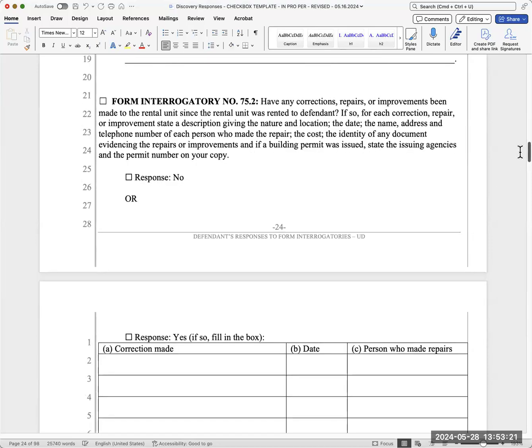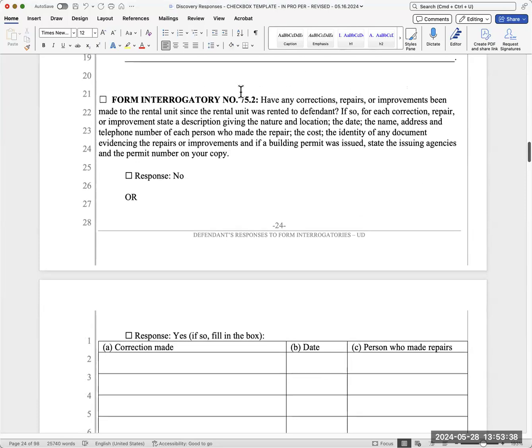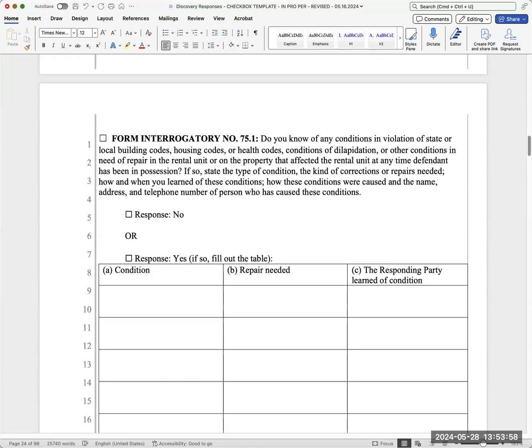In 75.2, have any corrections, repairs, or improvements been made to the rental unit since the rental unit was rented to the defendant? Now, this is often a question for the plaintiff to answer, but it's also something the defendant can answer because it's talking about repairs or improvements made to the rental unit, your rental unit. So if the landlord never repaired, never made any improvements, check here. Otherwise, if they did, you can look to 75.1, right? These are things that needed repair. Were any of them repaired?